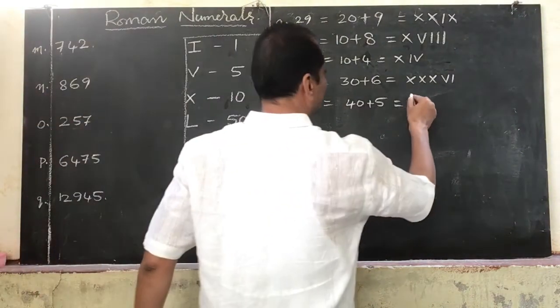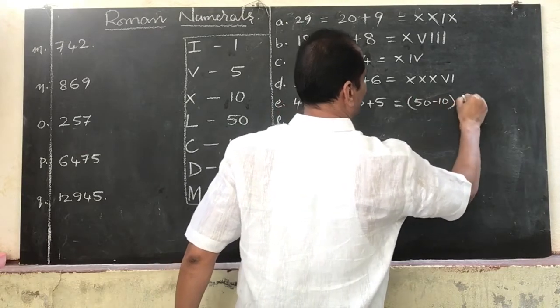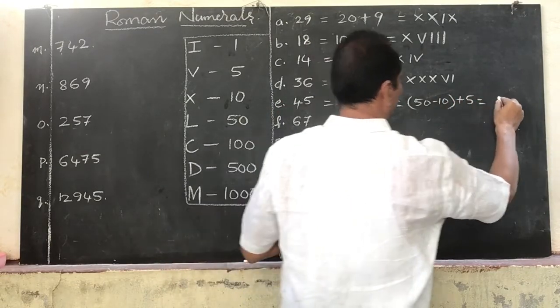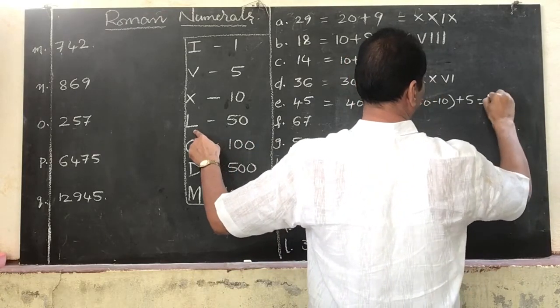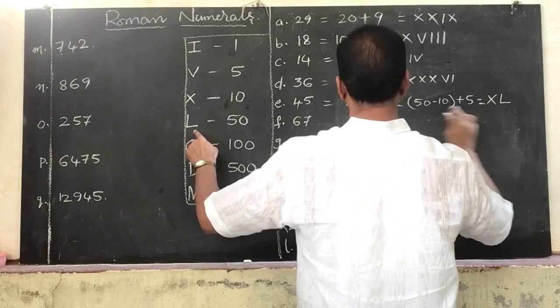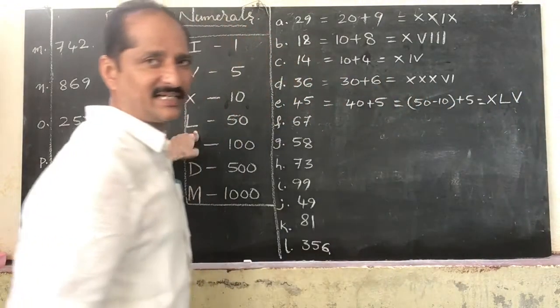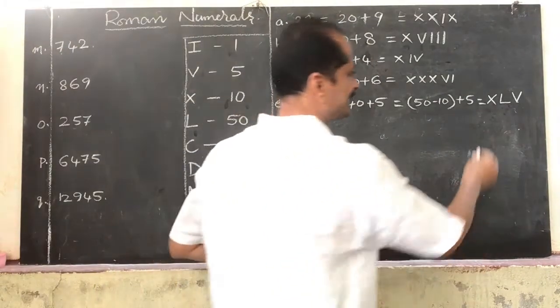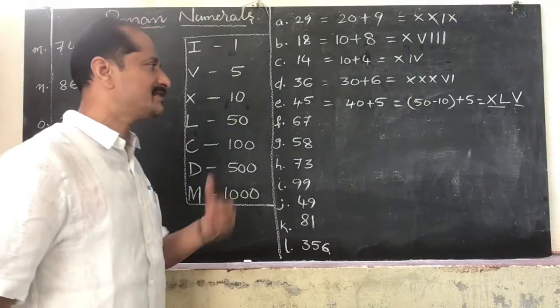Here you have to write 50 minus 10 plus 5. 50 minus 10. What is the symbol for 50? L. Minus 10, on the left side: X. So XL is 40, and 5: V is written on the right side. So this is XLV. 40 plus 5 is 45.